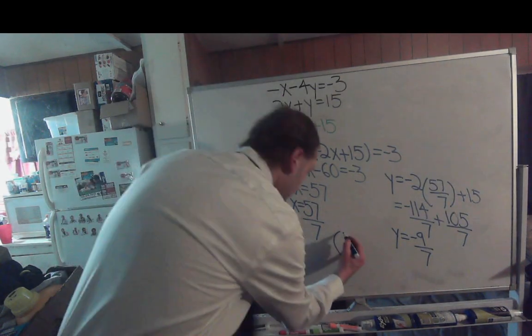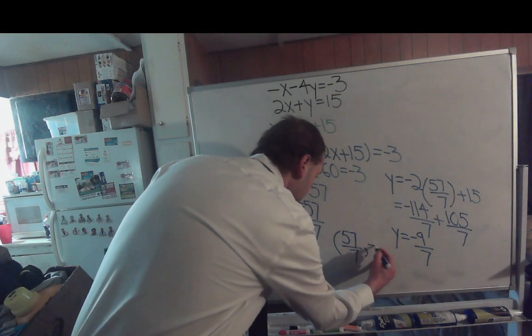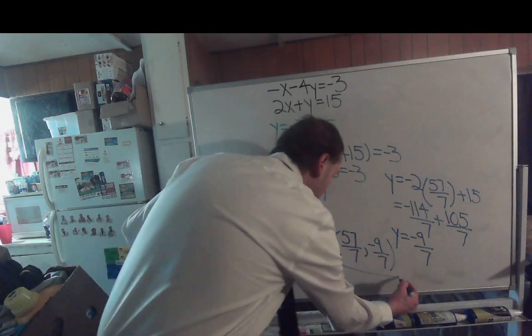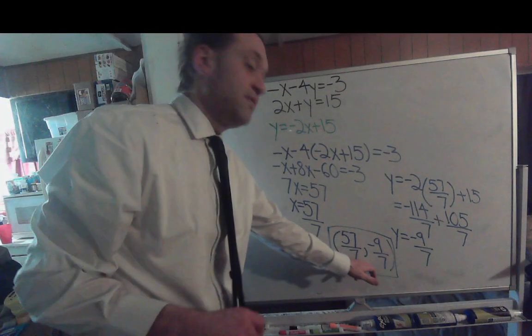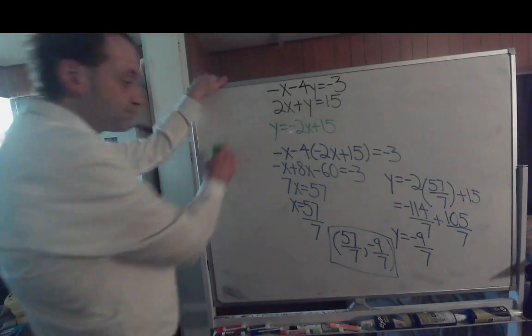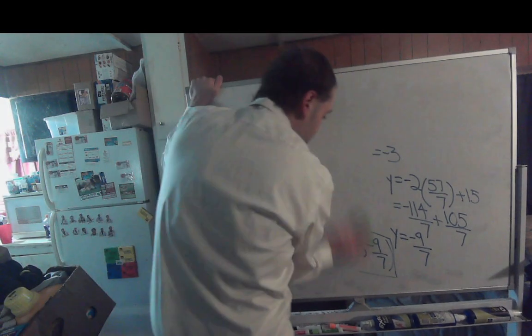So the ordered pair that's the point of intersection would be 57/7, -9/7. That is the ordered pair that is the point of intersection of these two lines, 57/7, -9/7. Should be 2 more. 2 more, then we're done for this lesson.